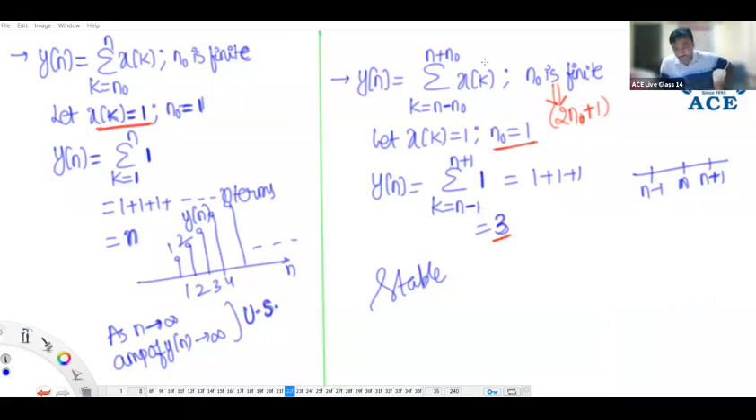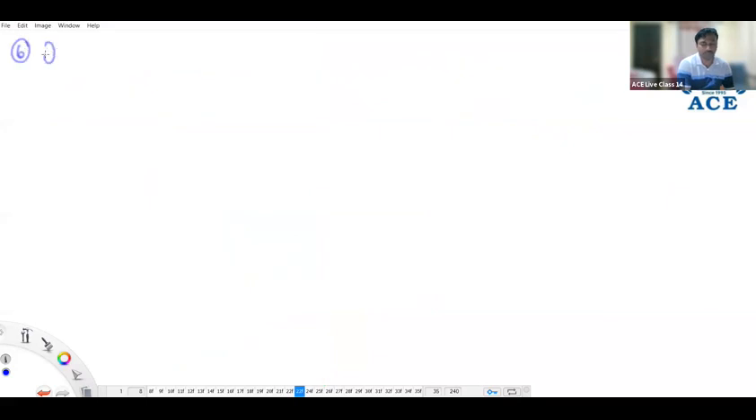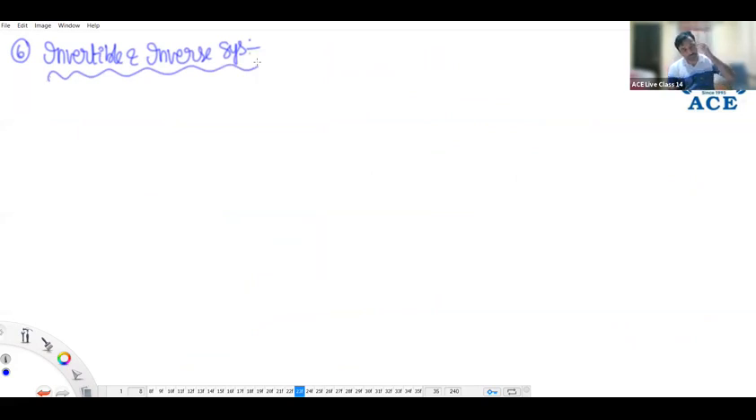Okay. The last concept which we learned is stability, which is linked to the boundedness concept. Let us discuss the last form of system, that is the sixth one: invertible and inverse system. Invertible and inverse system.